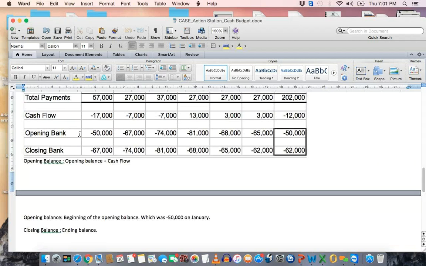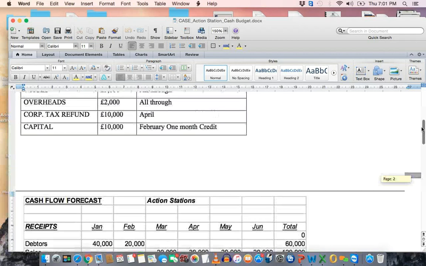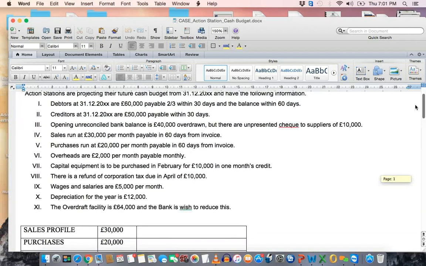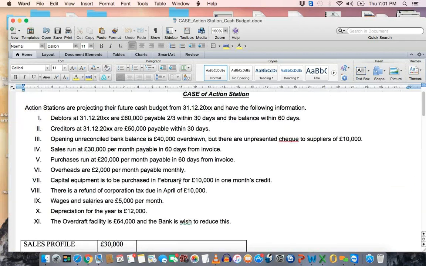So closing balance is your ending balance, and opening balance is the beginning of the balance. So this is one kind of cash flow estimation.